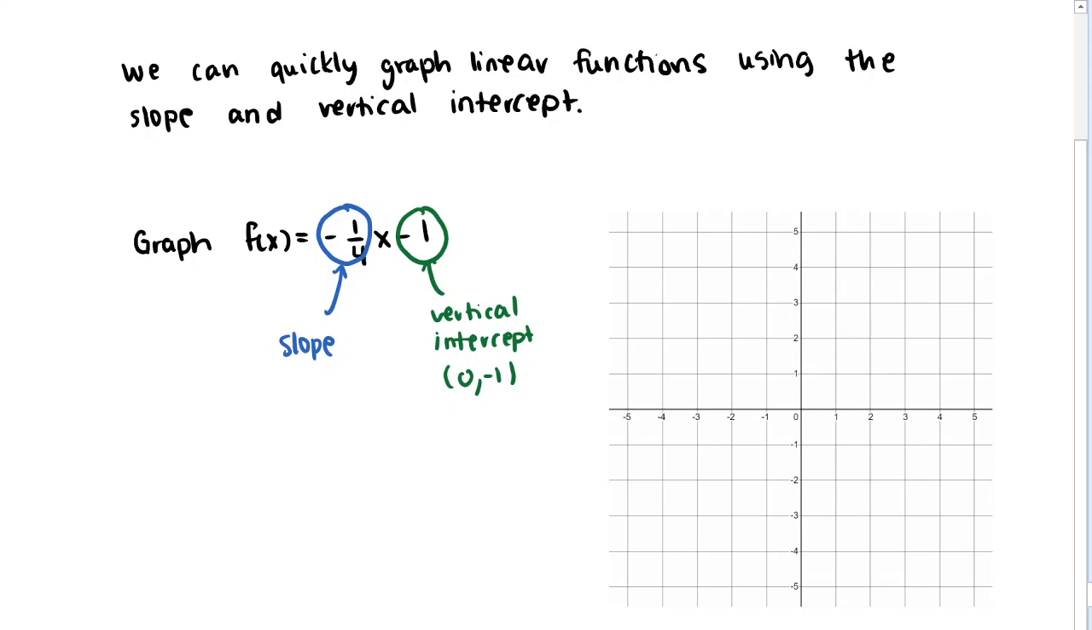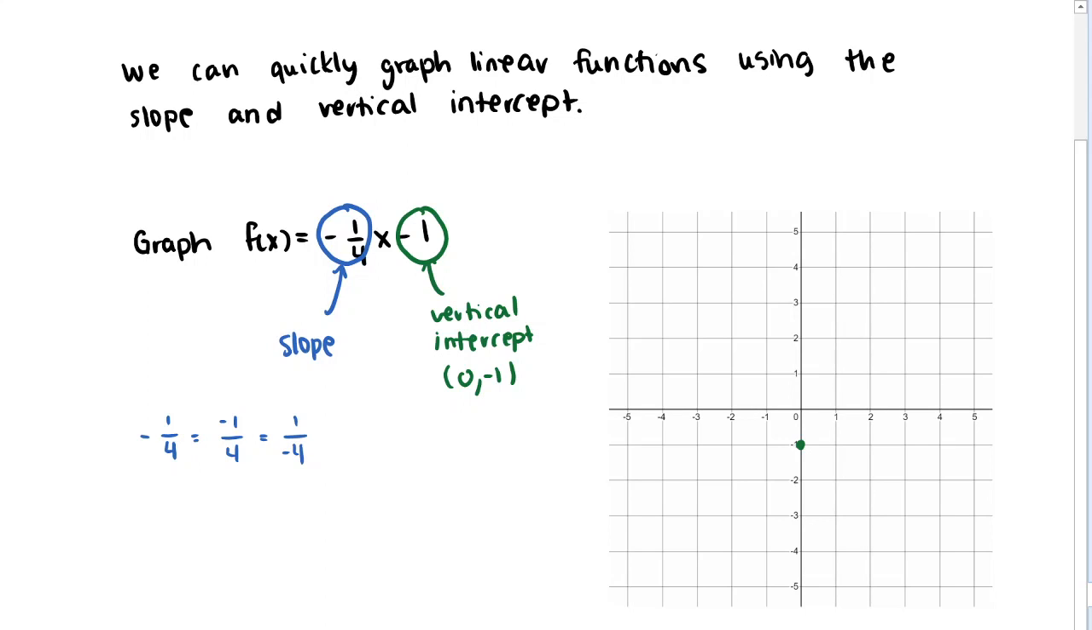If I plug in 0 for x, 0 times negative 1/4 gives us 0, and then we take away 1. We get negative 1 out for y. So one point on the graph of our line is this point 0, negative 1. And we can see that our slope tells us the change in y divided by the change in x. Before I say anything further, I want you to notice that negative 1/4 is the same as negative 1 over 4. This is also the same as 1 over negative 4.